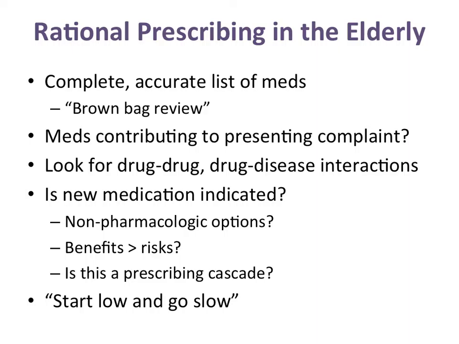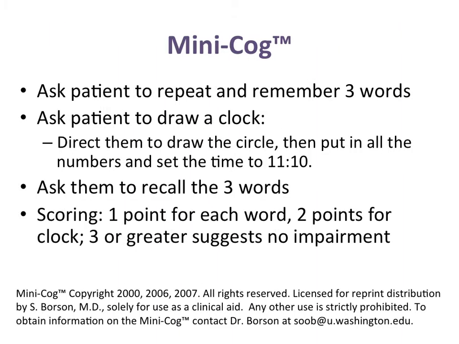You need to do your brown bag review to make sure you know exactly what the patient is taking and how. You should think about whether medications are contributing to the patient's presenting complaint. Look for drug-drug and drug-disease interactions. Ask yourself if the new medication is truly indicated, whether there are non-pharmacologic options, do the benefits outweigh the risks, and is this a prescribing cascade? When prescribing in the elderly, start low and go slow: starting at a low dose and increasing slowly is the rule. This patient would also benefit from a brief cognitive screen.